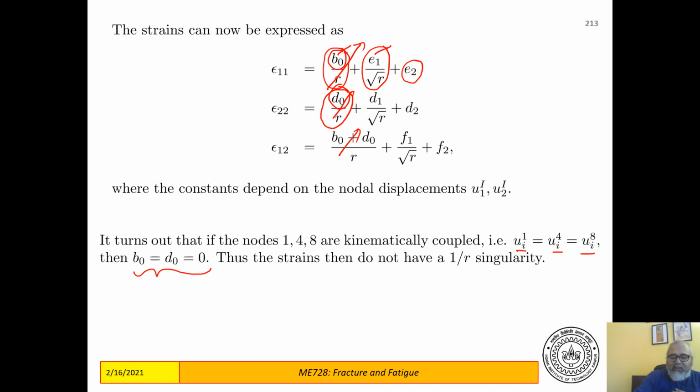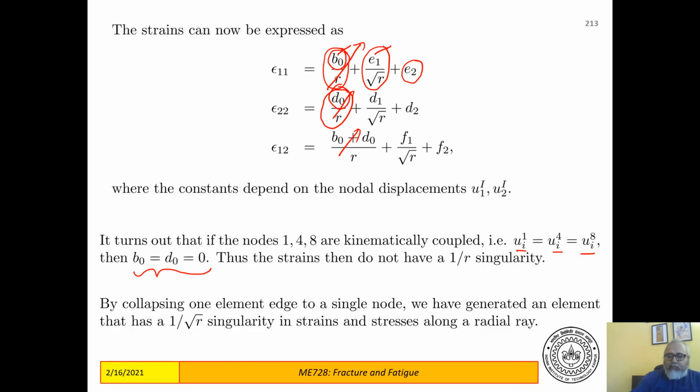So the strain and the stress now contain only terms containing 1 by root r and constants. The 1 by root r term is there and the 1 by r term is not there when you kinematically couple the collapsed nodes. Okay, so that is exactly what we need to approximate the Williams solution. So now your strains are designed by this choice of chi equal to 1/4, to replicate the 1 by square root r singularity that you expect from the Williams solution in the stresses and strains.